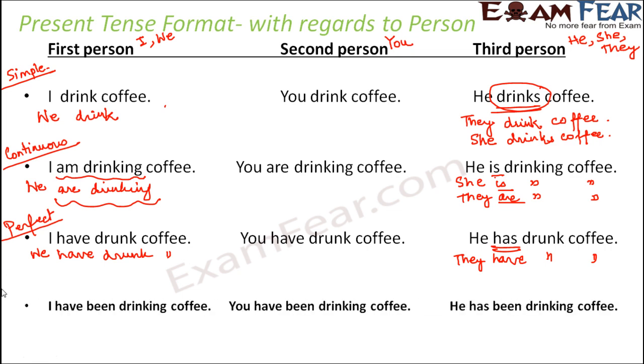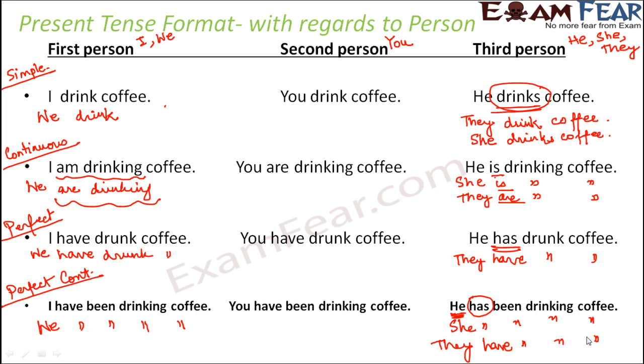And finally, the fourth form, which is the perfect continuous, so present perfect continuous tense. Here in the first person, it would be I have been drinking coffee. For plural, we have been drinking coffee. Second person, you have been drinking coffee. And third person, again, with singular number you will make use of has. So he has been drinking coffee. She has been drinking coffee. But for plural, they have been drinking coffee. So has is always used with third person singular number.